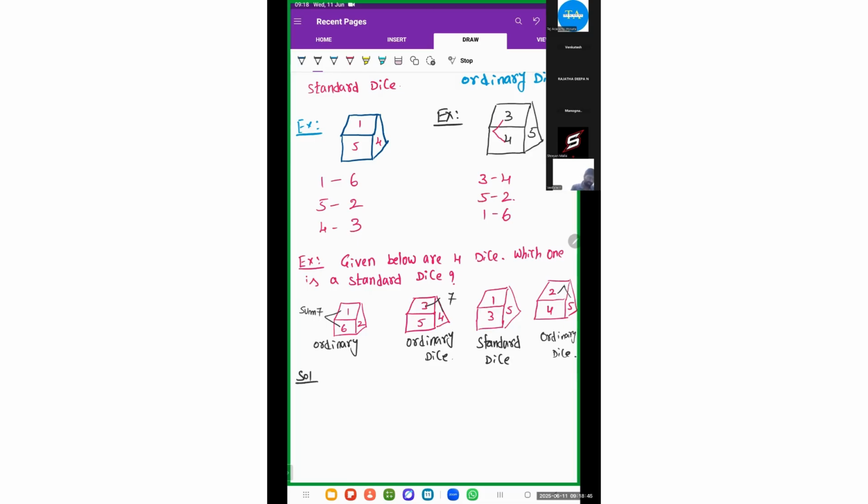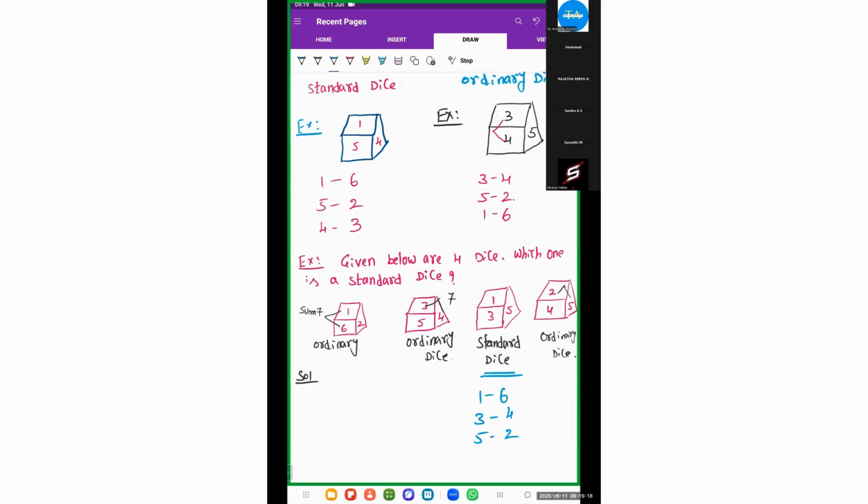In the standard dice, tell me, one opposite is 6. Okay, 3 opposite is 4, 5 opposite is 2. Very good. So I hope you understood what the standard die is and what the ordinary die is. Yes, sir.